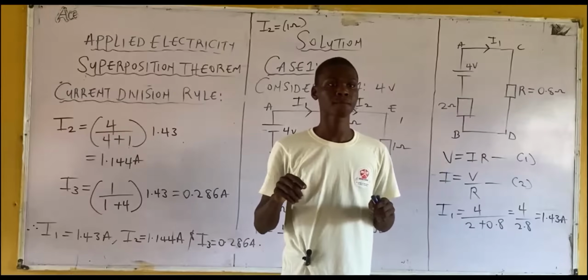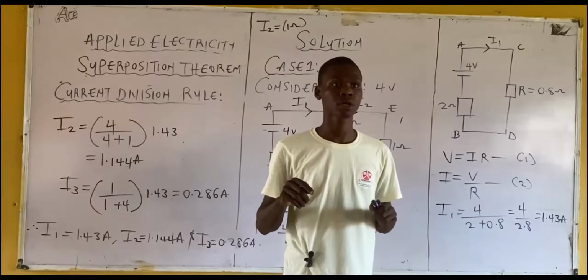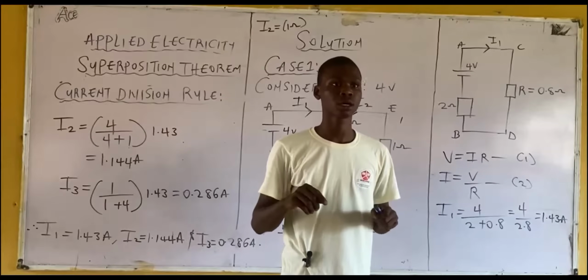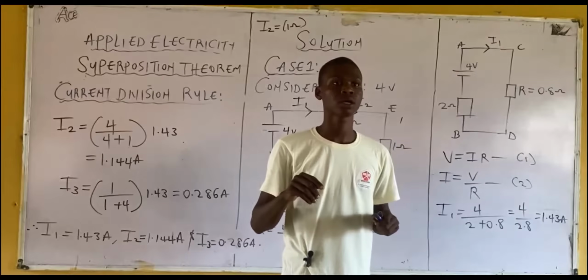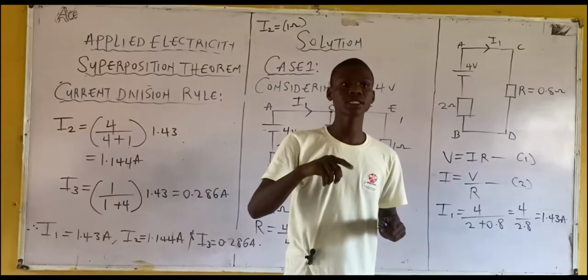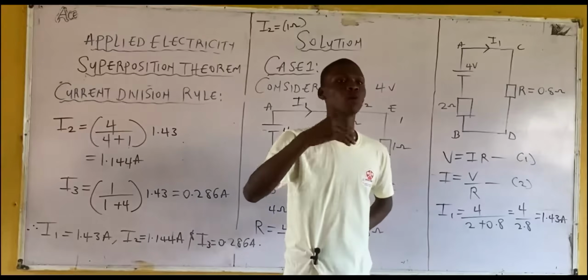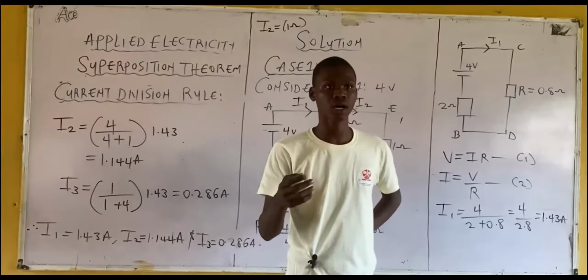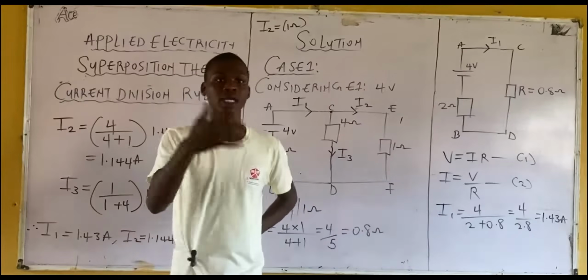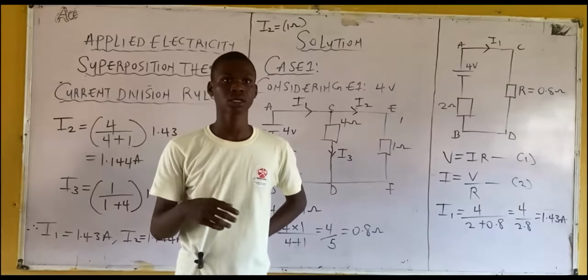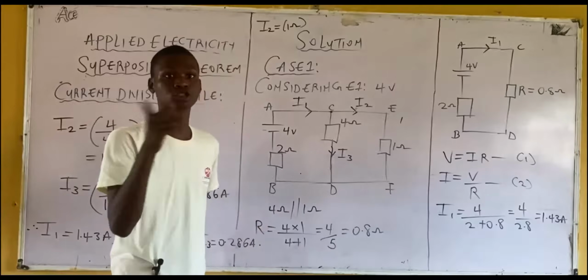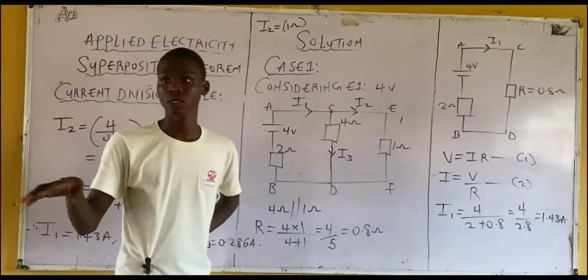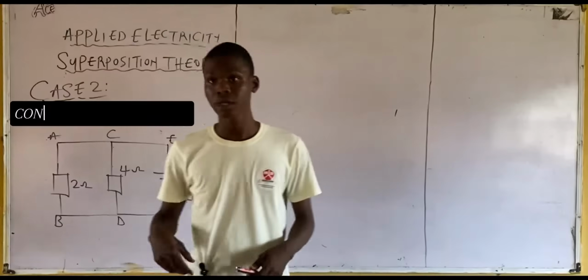You said when you're adding the currents together, how do you subtract? So when you're adding, is it that the currents are in the same direction? Yeah, we get there. When it comes to addition and subtraction, there is something you need to consider before adding and subtracting. So let's look at the other one. Yes, let's look at case 2 now using 2 volts. All right, moving on.